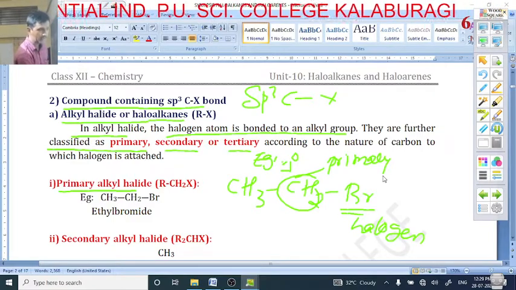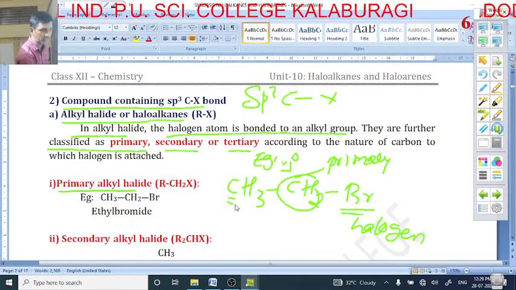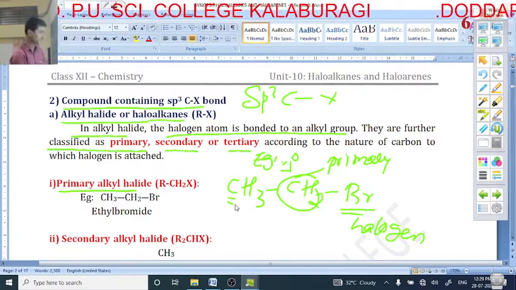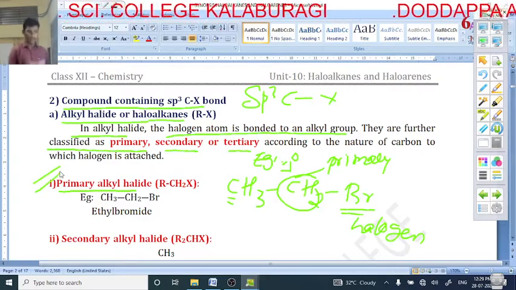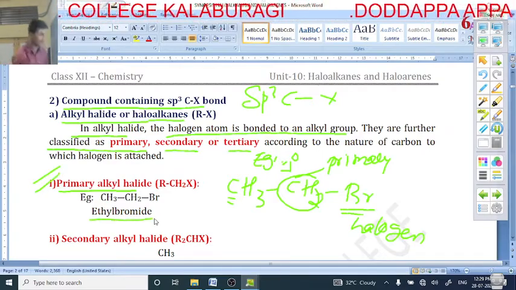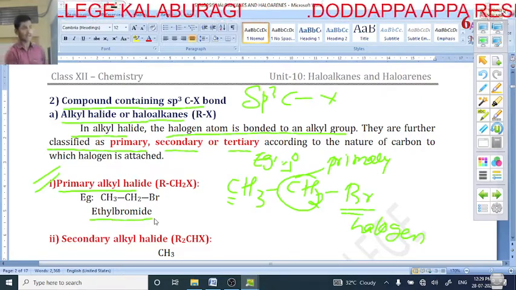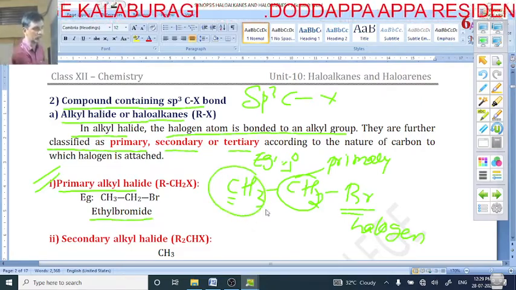This carbon is linked to what? One carbon. This carbon is linked to only one carbon. So that's why it is called primary alkyl halide. For example, ethyl bromide is an example of primary alkyl halide because it contains only one alkyl group.